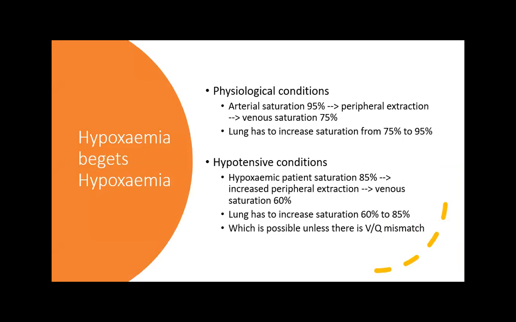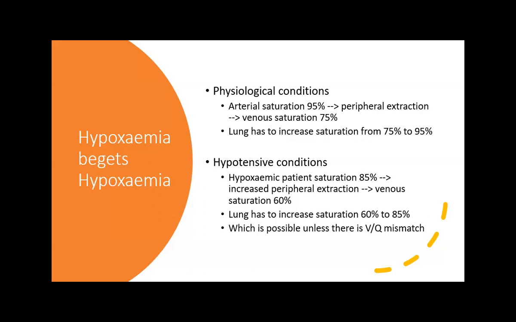The problem comes when you become hypotensive and you're hypoxic. Already the saturation of the blood going out may be lower than it was. You've got poor circulation, you've got increased peripheral extraction, and your venous saturation starts dropping. So now the lung has to go from 60% to 85%, which is a much greater leap than you had to do before. On top of that, your lung itself is not functioning normally.